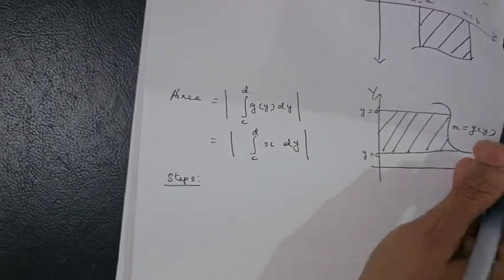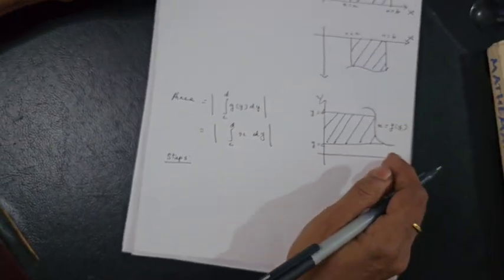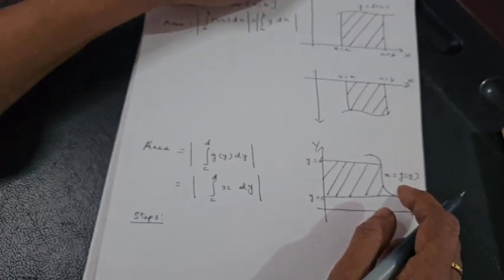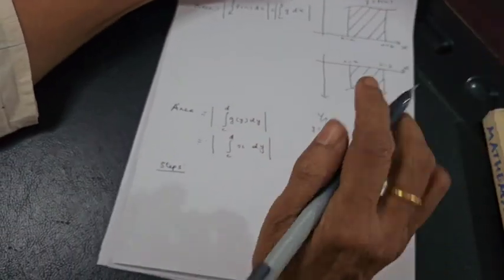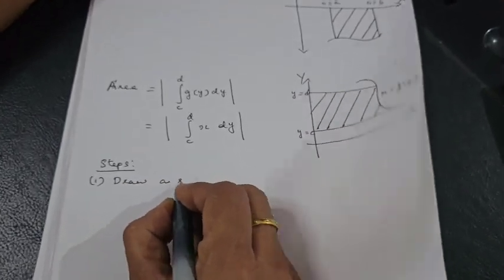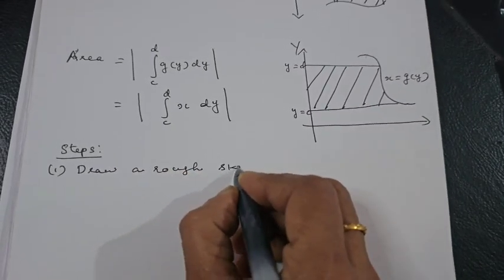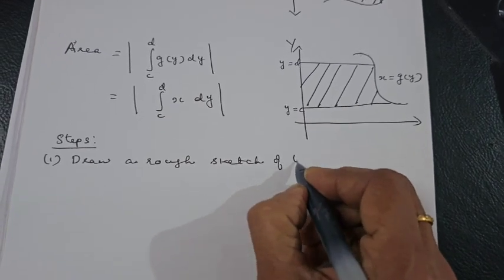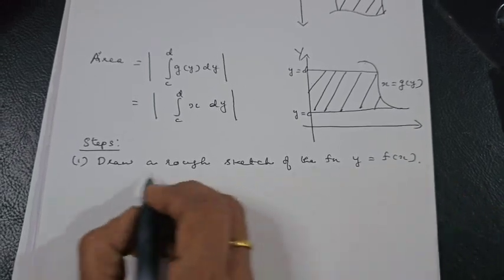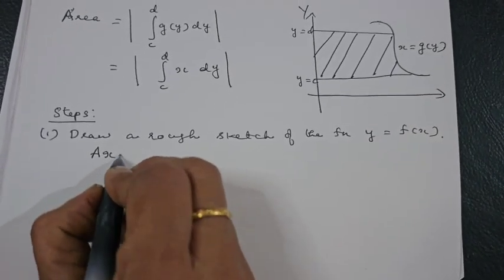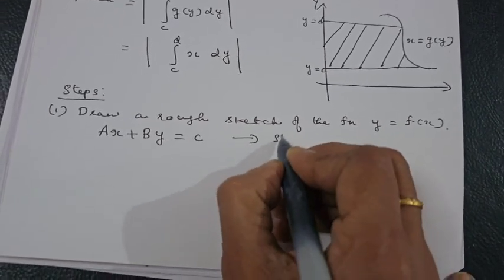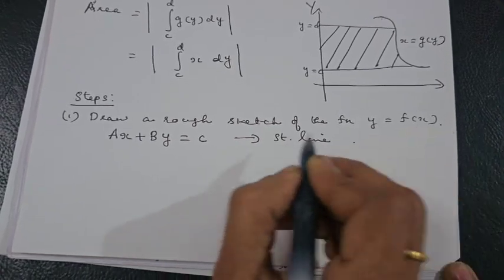Now, what are the steps? These are the three cases to find the area that can come for the exam. So, what are the steps involved to find the area under the curve? The first step is to draw a rough sketch of the given curve, y is equal to f of x. So, what are the possibilities for the function? If the function given is linear in x and y, ax plus by is equal to c, that means that will be a straight line that you can draw on the graph paper.